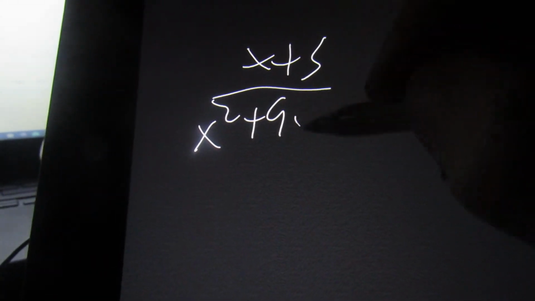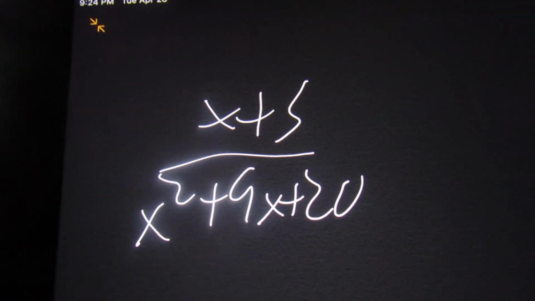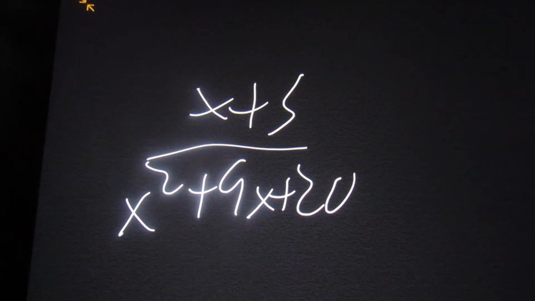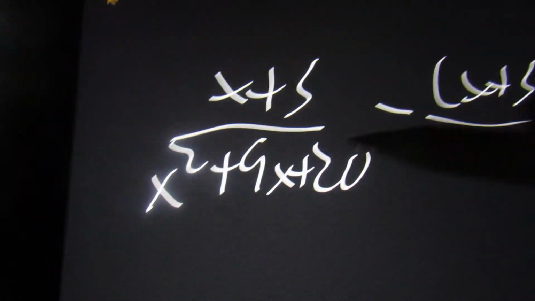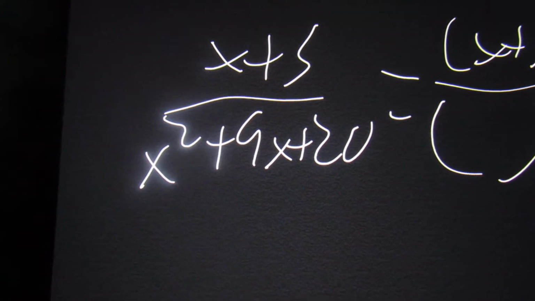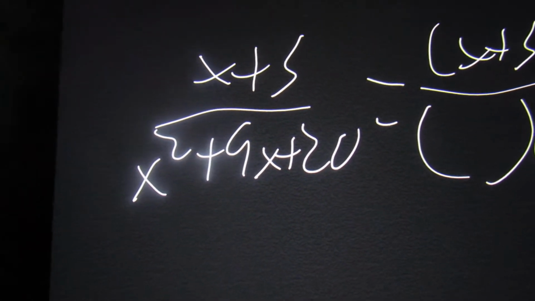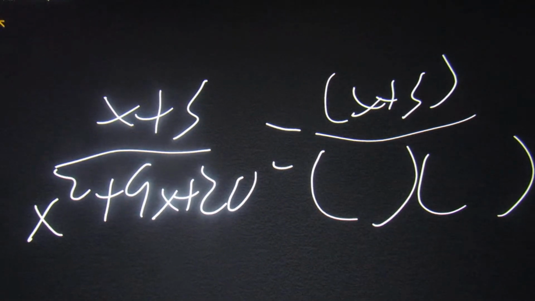Okay, so next, let's say we have x plus 5 over x squared plus 9x plus 20. So on this, we can't do anything with the top, so we're going to have an x plus 5. We do need to factor the bottom. These are sometimes easier than the ones in chapter 7 because we can make an assumption.